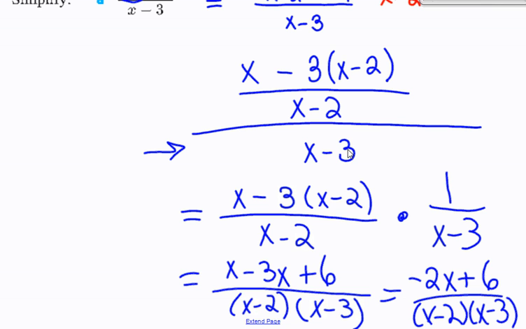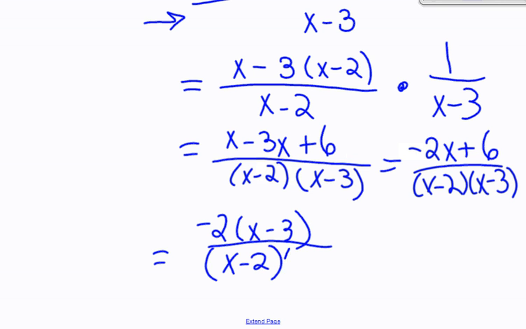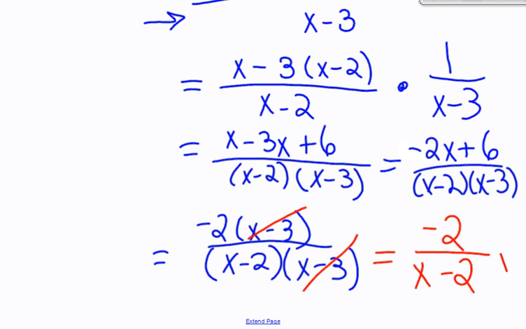And we can factor out a negative 2, can't we? So if we look, we can factor a negative 2 out of the numerator. So we get negative 2 times x minus 3 over x minus 2 times x minus 3, which works out perfectly because then we're able to cancel our x minus 3's, and we're left with negative 2 over x minus 2. And that's our final answer.